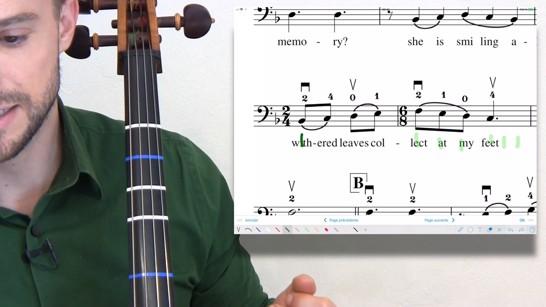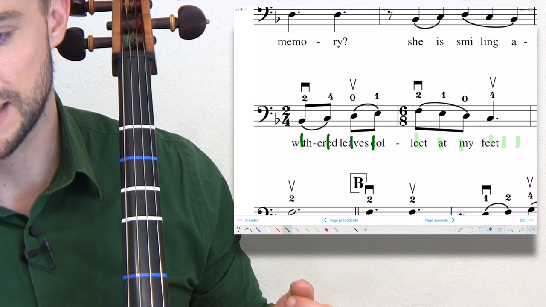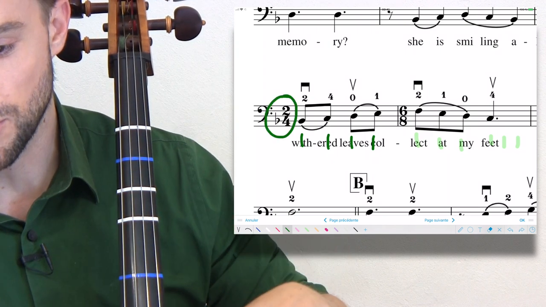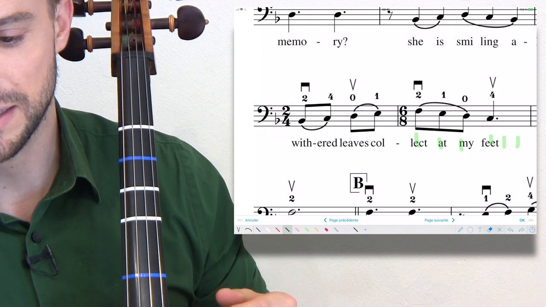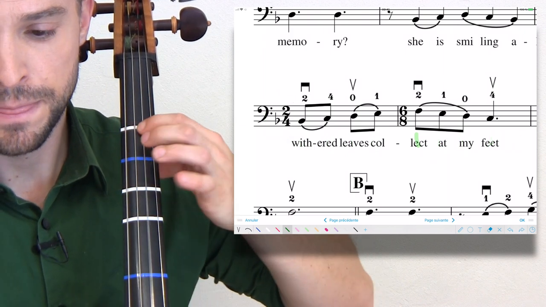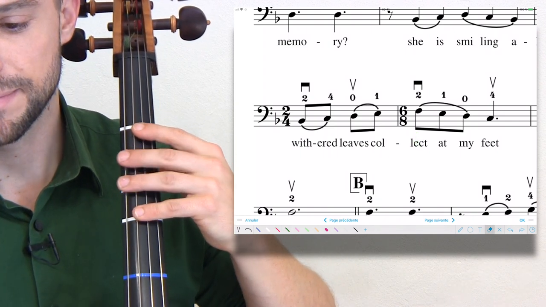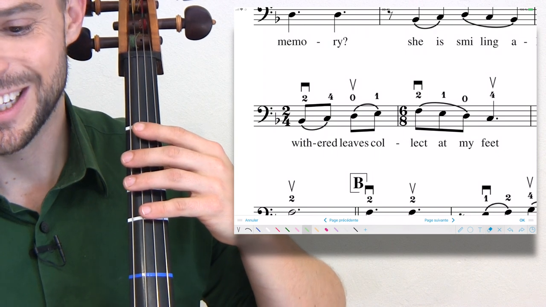So look at the third line, and you see that 2/4, and it goes back to 6/8. And it seems like it goes slower, which it does, mathematically. So I'm going to play that measure. You see that? Do you hear that? Let's do one more time.